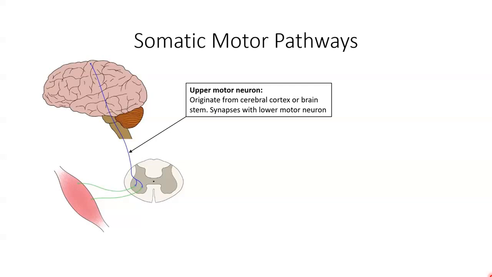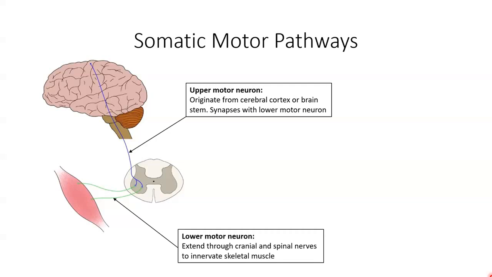Upper motor neurons then synapse with lower motor neurons, which have their cell bodies in the brainstem or the spinal cord. From the cell bodies in the brainstem, these lower motor neurons extend through cranial nerves to innervate skeletal muscles of the face and the head. And from the cell bodies in the spinal cord, they exit through our spinal nerves to innervate skeletal muscles of the limbs and the trunk.